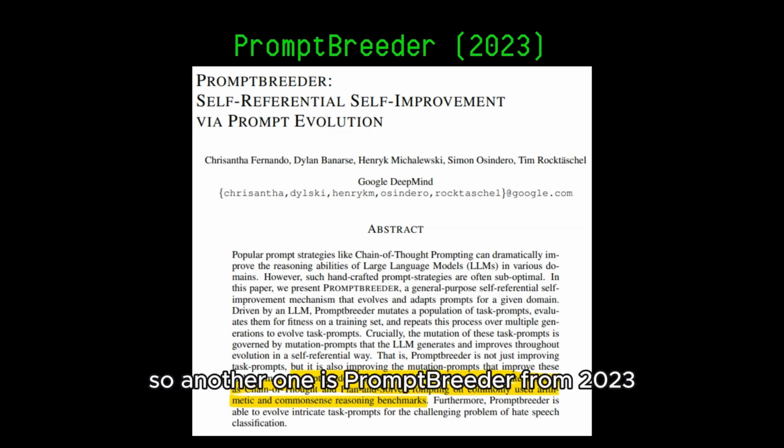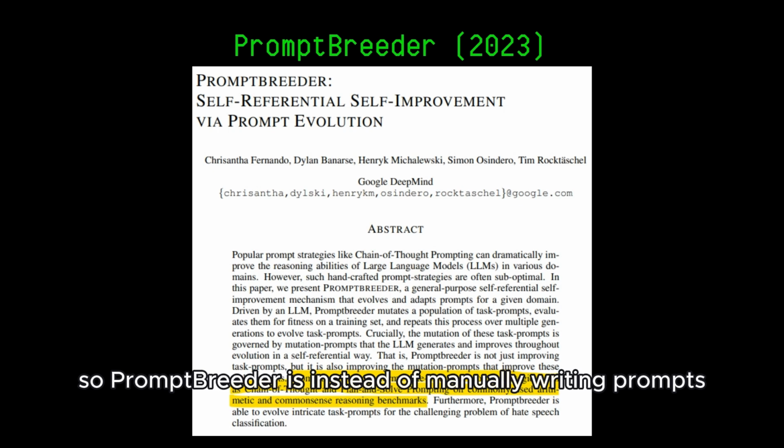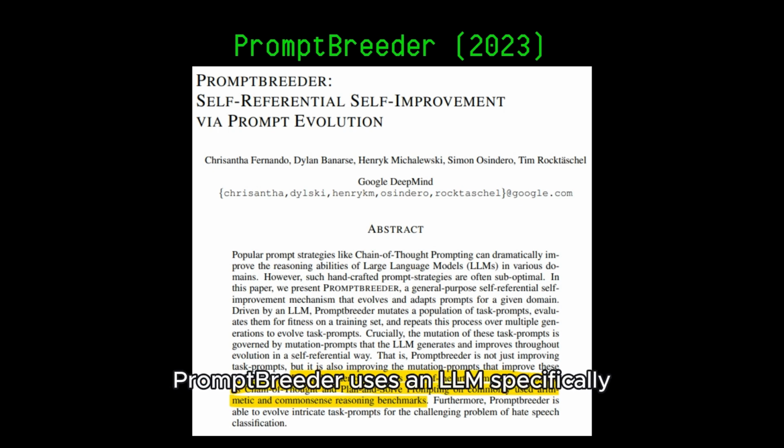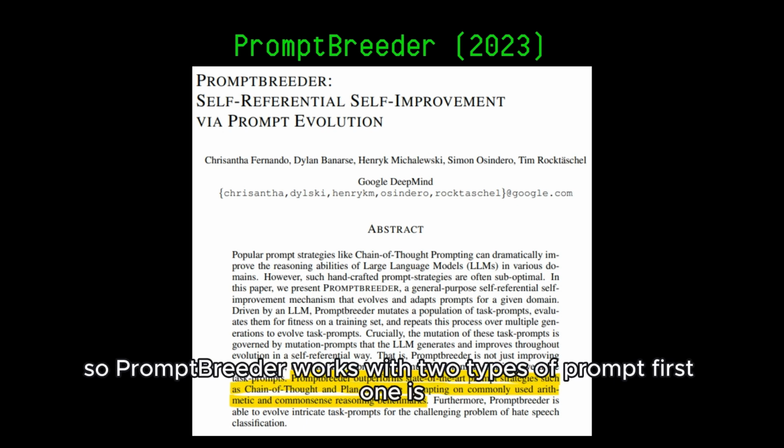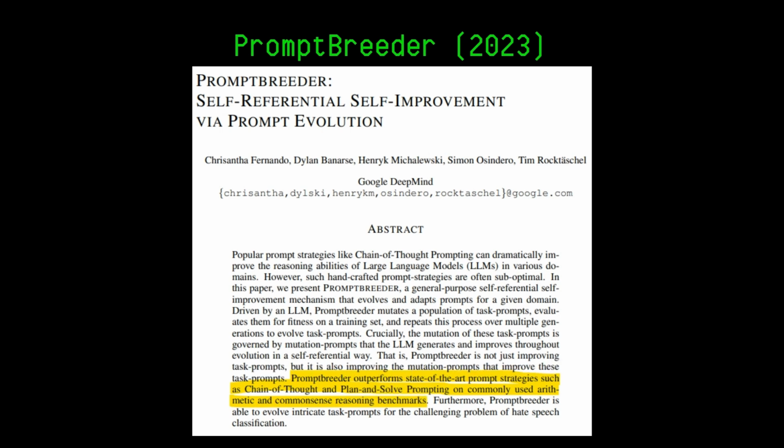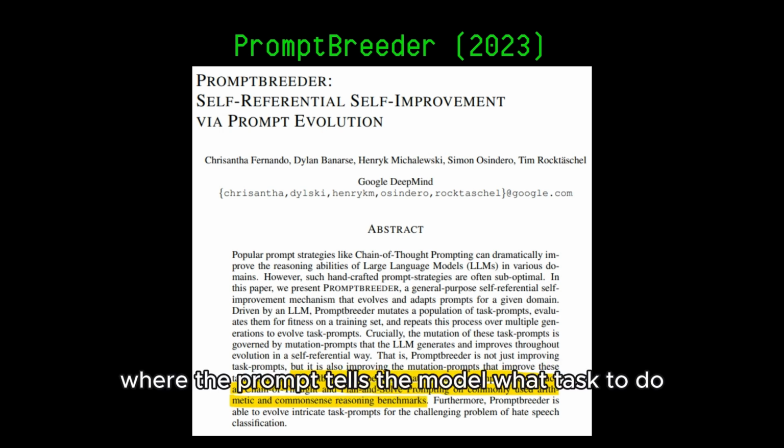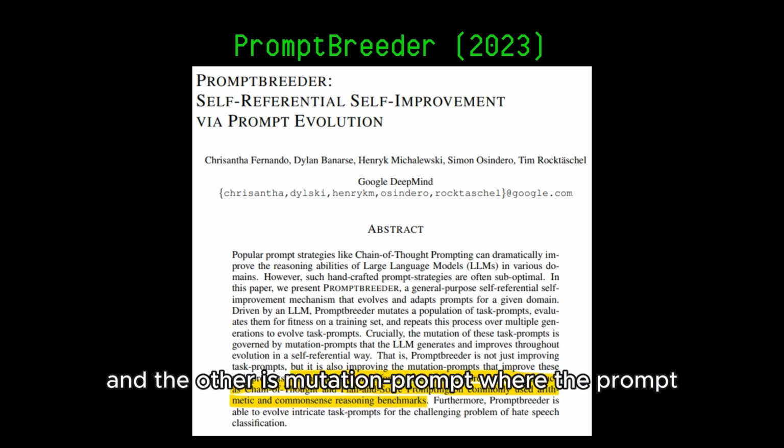So another one is Promptbreeder from 2023. So instead of manually writing prompts, Promptbreeder uses an LLM, specifically PaLM 2-L, to evolve the prompts on its own. So Promptbreeder works with two types of prompt. The first one is task prompt, where the prompt tells the model what task to do, and the other is mutation prompt, where the prompt tells the model how to improve those prompts. So the process is self-referential and runs in loops, improving both the task and the way improvements are made.